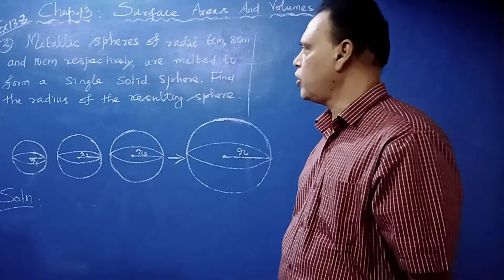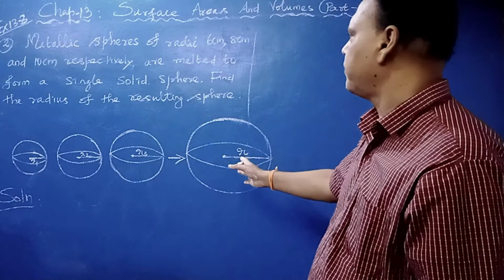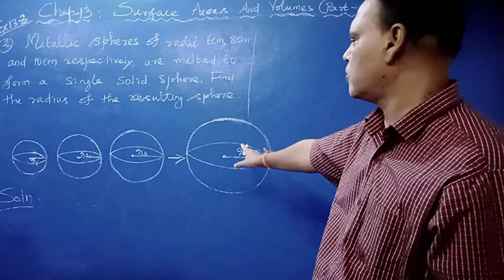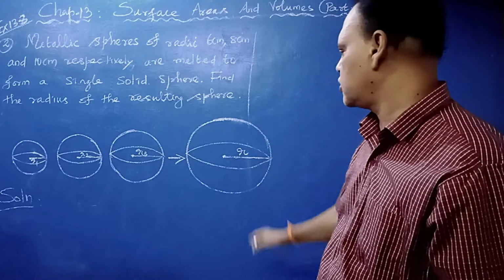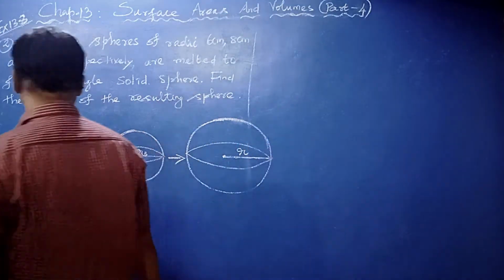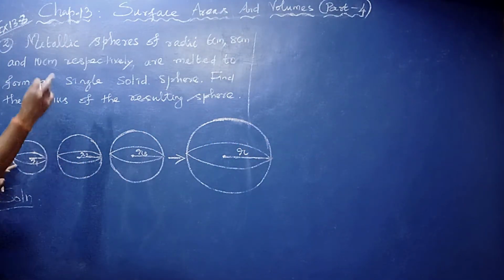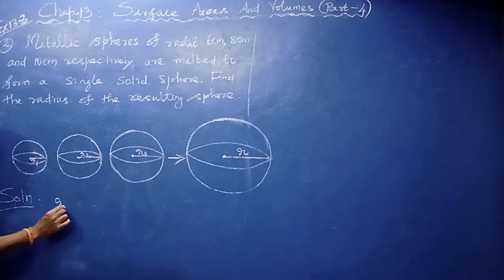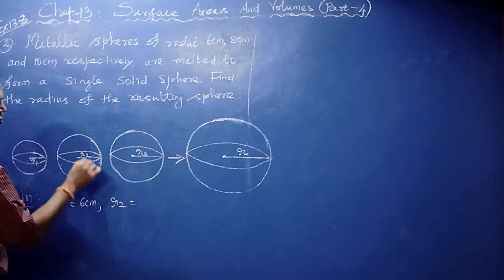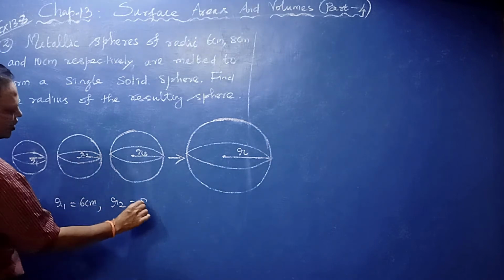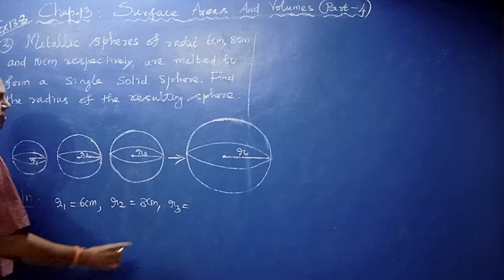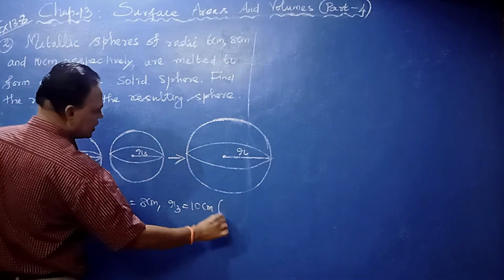Now you see here, 3 spheres are melted and recast into one single solid sphere. Find the radius of the resulting sphere. That means R1 is given, R1 is 6 centimeter. Next R2, R2 is 8 centimeter. And R3, R3 is 10 centimeter, you take it. Right? It is given.